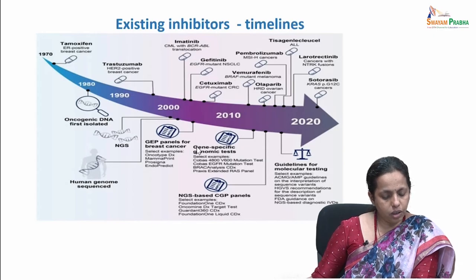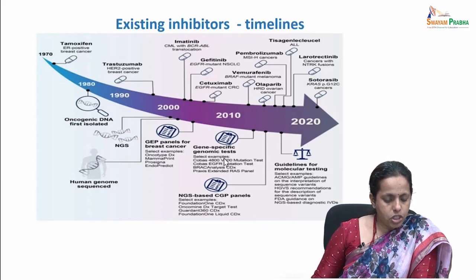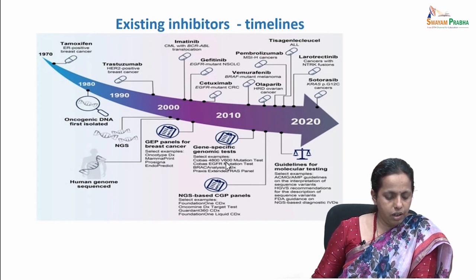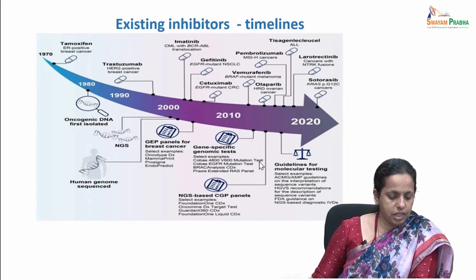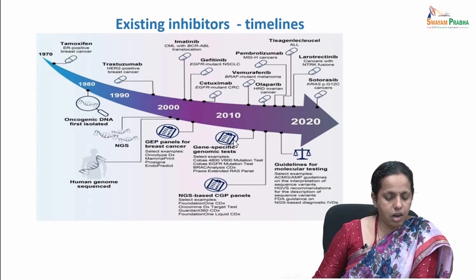Then here, what milestone did we achieve at this point of time? Gene specific genomic tests, where you have your Cobas 4800. So this is V600 mutation testing. Then you have the Cobas EGFR mutation test. Then BRCA analysis. Then extended RAS panels. Very, very important. We have come up with many panels around this period.